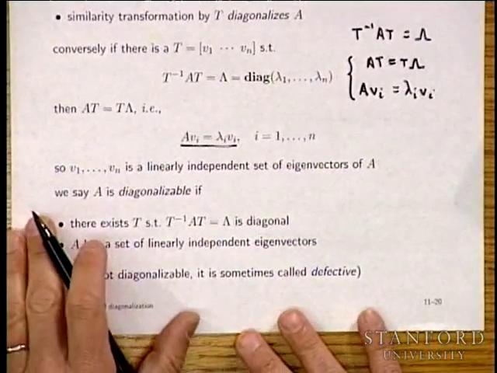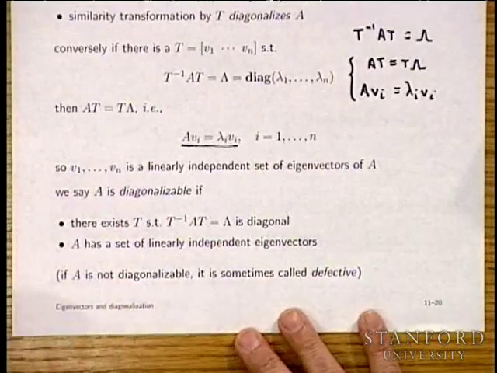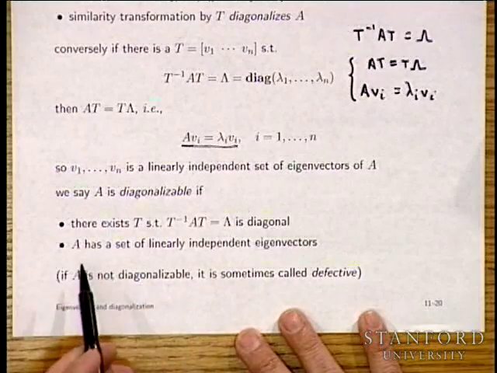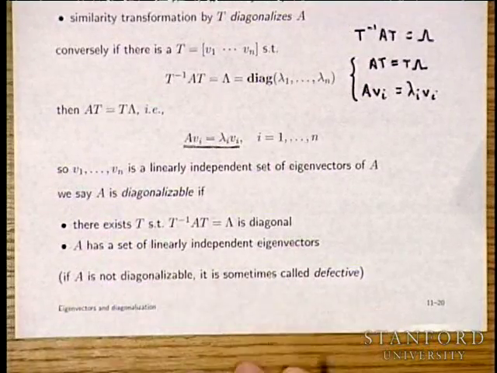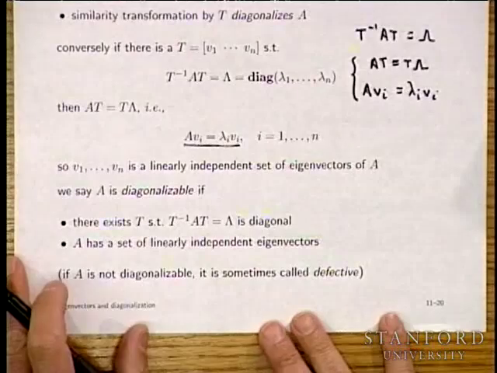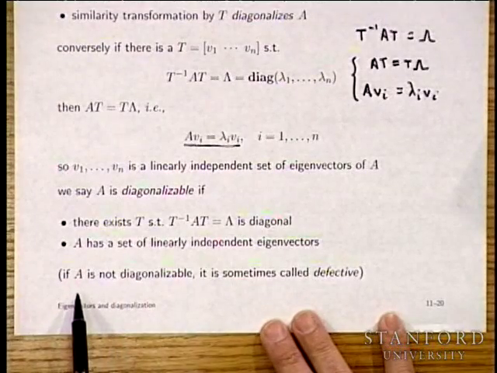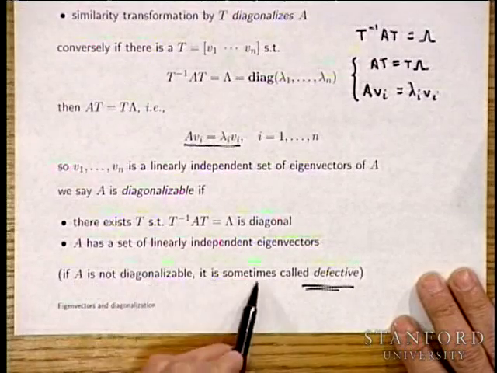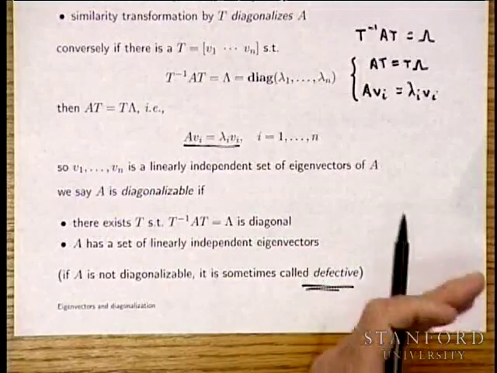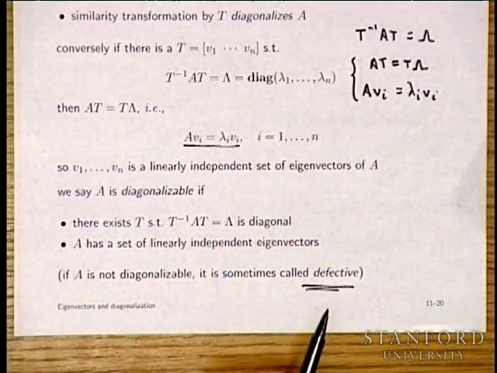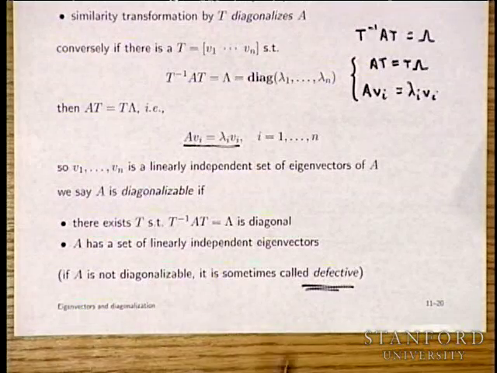Okay. So we'll say that a matrix is diagonalizable if there is a T for which T inverse AT is diagonal. And that's exactly the same as saying A has a set of linearly independent eigenvectors. So this is identical. Now, sometimes you're going to hear this, I think it's an old word, I hope it's going away. It says that if A is not diagonalizable, it's sometimes called defective. I don't know where or how that came about, but that's simply what it's called. You still do hear that occasionally, but otherwise it's called diagonalizable.